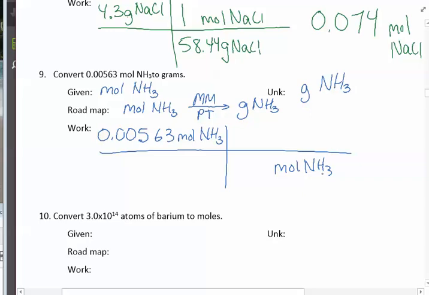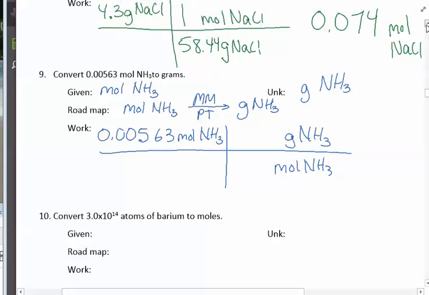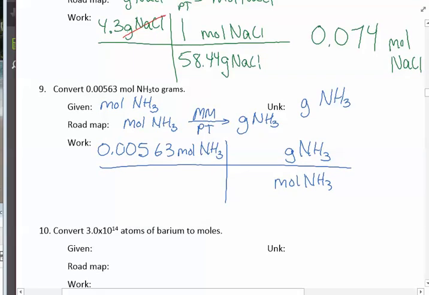So sometimes you're going to have moles on the top of your fraction, sometimes you're going to have moles on the bottom. It just depends on what you're starting with. Because I'm starting with moles, I have to have moles on the bottom. And then on the top we have grams of NH3. So something to point out here, notice in the last example, grams of NaCl canceled out. Now we're doing the same thing, moles of NH3, moles of NH3. They're both canceling out. Whenever we're converting units like this, we're always going to have a 1 for the mole.